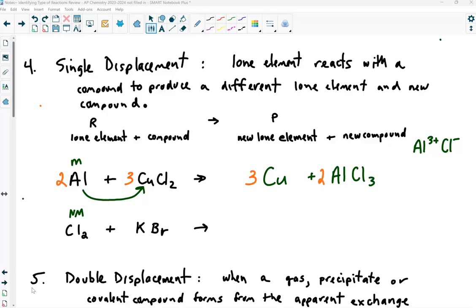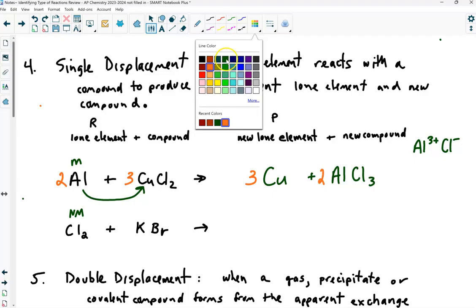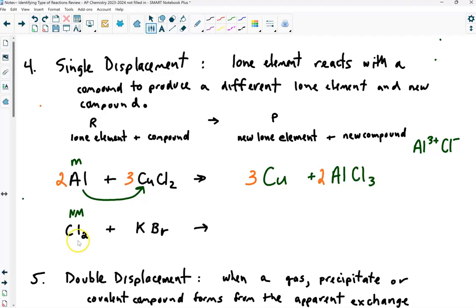Okay, I went ahead and balanced that offline. So let's look at the second one there. So we have chlorine, the element, reacting with potassium bromide. In this case, the nonmetal will displace the nonmetal from the compound. So the new lone element is going to be bromine. Well, bromine is one of the Brinkelhoff elements, so when we write its formula as an element, we need to write Br2. And then that leaves potassium to bond with the chlorine.